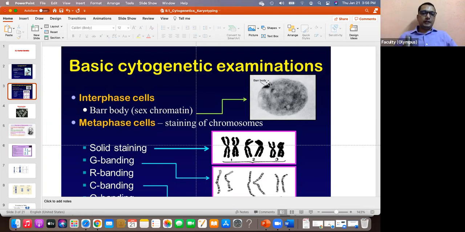And this technique of identifying a bar body is part of a cytogenetic method, a very simple cytogenetic method.